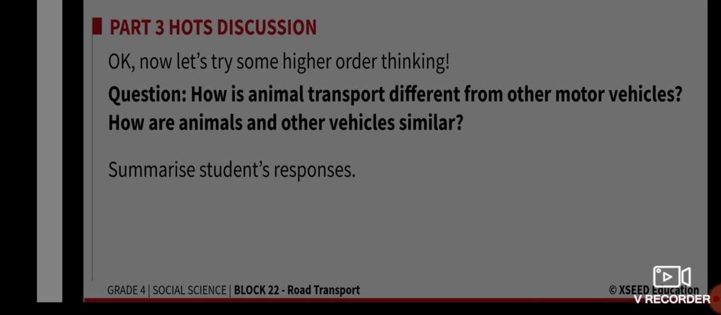The last question for today is: how is animal transport different from other motor vehicles, and how are animals and other vehicles similar?